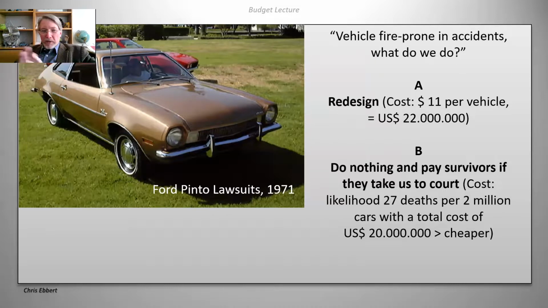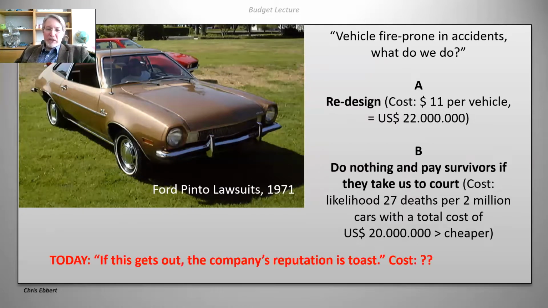And Ford then started to think, how can we solve this issue? And the accountants came up with two scenarios. They said, well, we can either redesign the vehicle, which is $22 million, or we do nothing and simply pay the families of those who die, which is probably going to cost about 20 million. So it's slightly cheaper to just pay people and leave the car design alone.